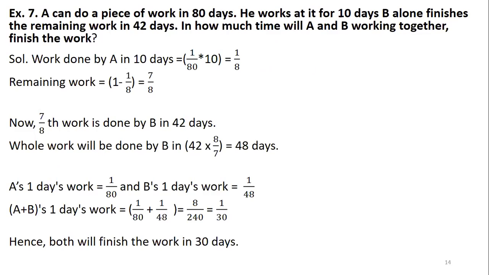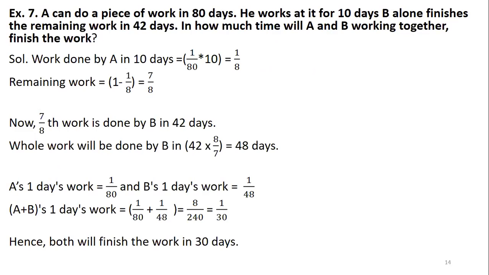Now, next question. A can do a piece of work in 80 days. He works at it for 10 days. B alone finishes the remaining work in 42 days. In how much time will A and B working together finish the job?